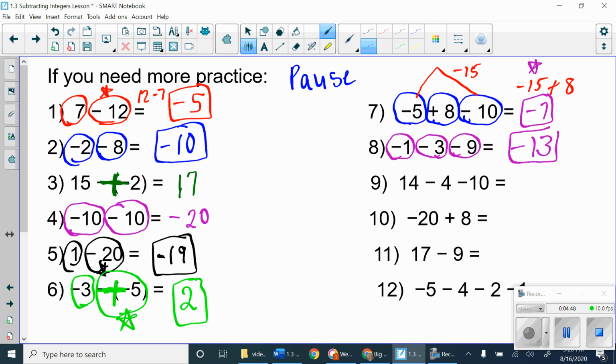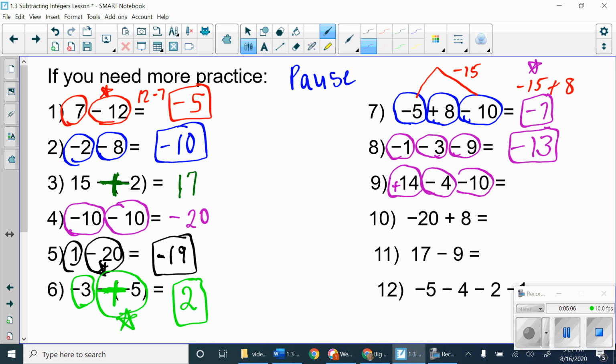Okay. On this one, it does not have a sign in front of that 14. Remember, everything that you learned before 5th and 6th grade, all of those were positive numbers. So if there's no sign, it's a positive. The sign in front of the 4 is a negative. The sign in front of the 10 is a negative.